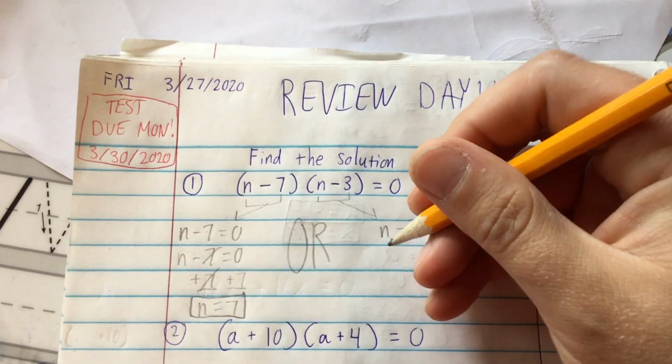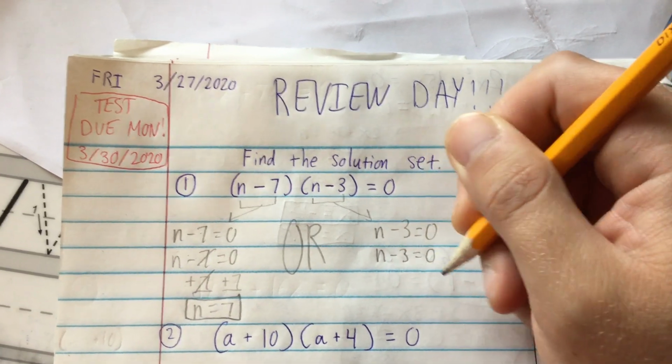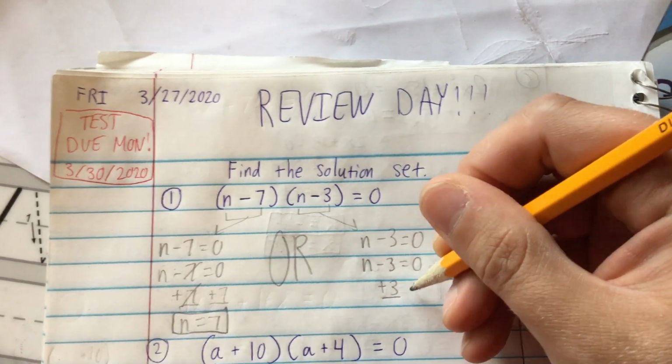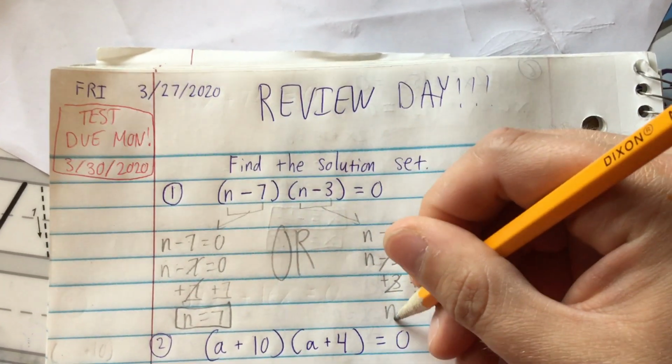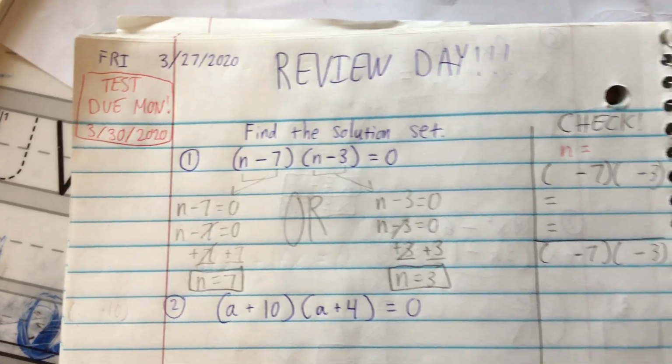So we've got n minus 3 equals 0 as well. How do I get n isolated? Right, I'm going to add 3 to both sides. So then n equals positive 3. There are 2 solutions in the solution set.